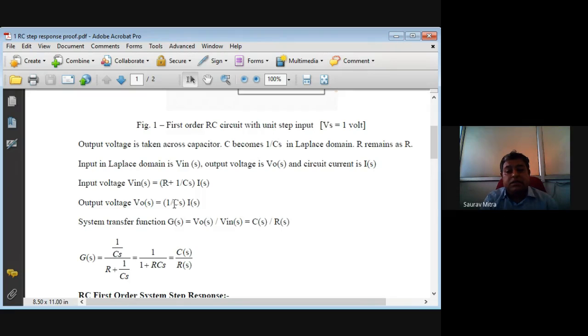So that is equal to C(s) by R(s). So 1 by Cs into I(s) in the numerator, and denominator R plus 1 by Cs into I(s). So I(s) gets cancelled. What we get is C(s) by R(s) is equal to 1 by Cs divided by R plus 1 by Cs. So in exam this proof might be asked. Very simple proof, very small proof of 2 lines, but we should know how to do it.